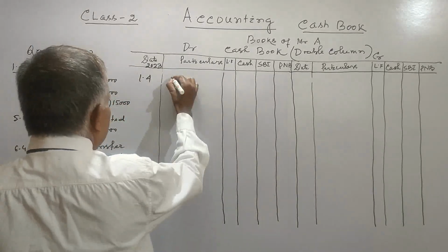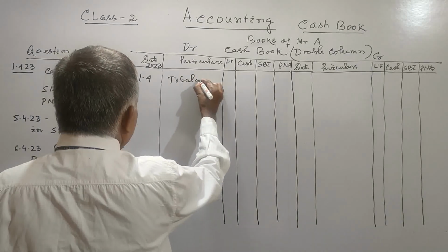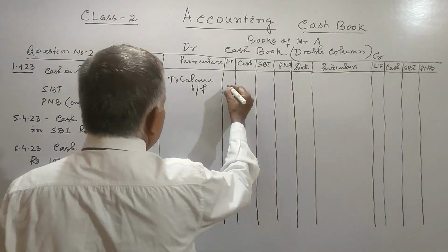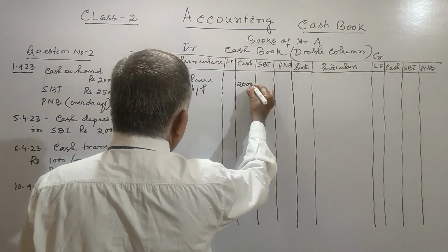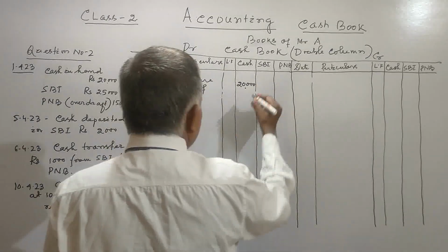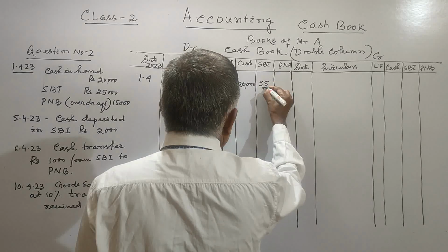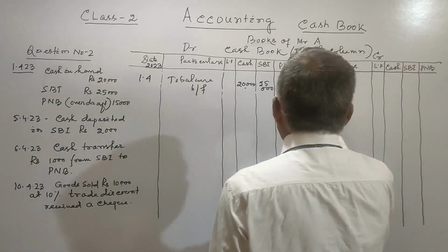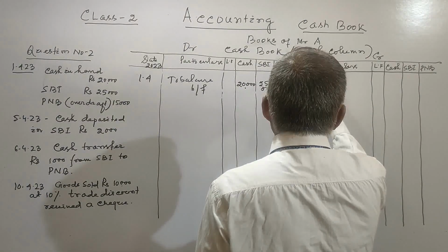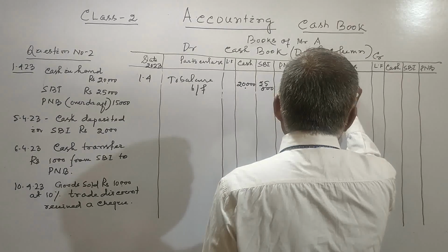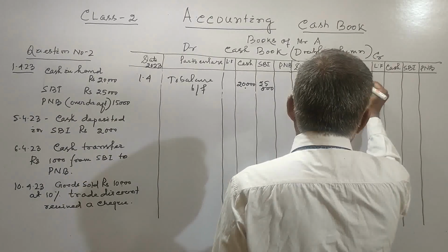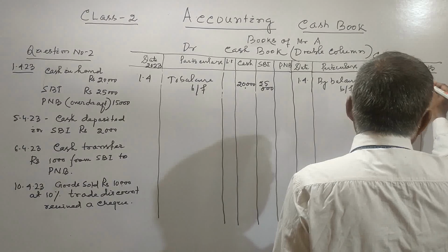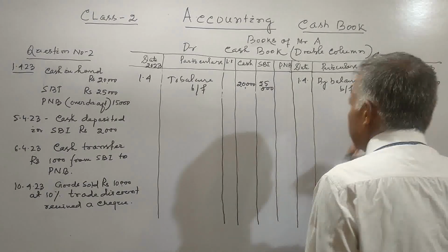This is cash in hand, balance brought forward. It is 20,000 cash, SBI 25,000, that is your positive balance, and PNB overdraft, balance brought forward, it is 15,000 overdraft balance. Right?